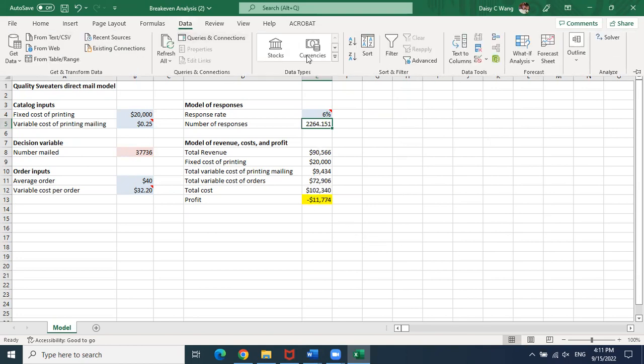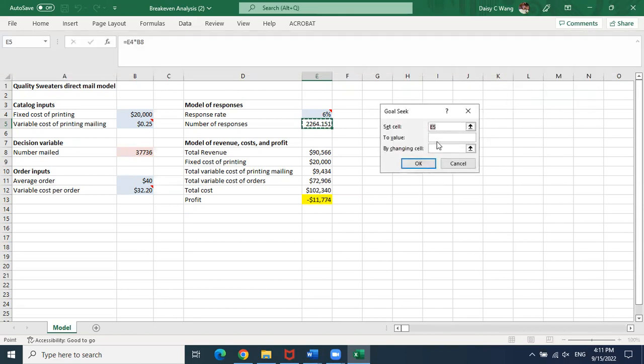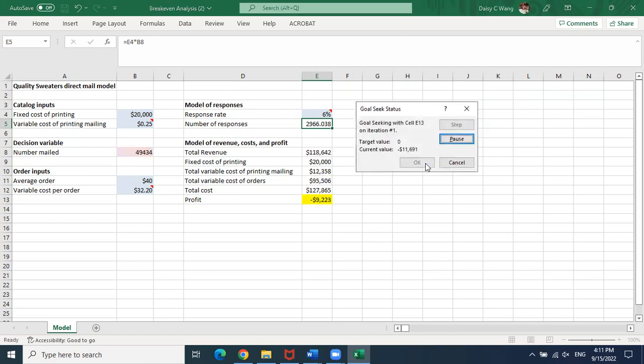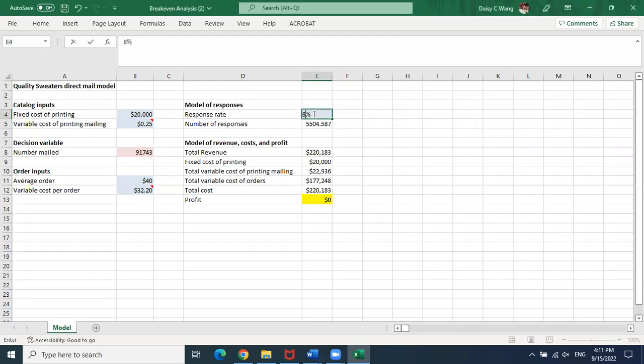Then we have to run it again. It will take more catalogs to break even because our fixed cost is $20,000. Let's run it again. See, we need almost 92,000. Let's change it back to 8%. With 8%, if we print out 91,000 catalogs, we'll make $14,000.